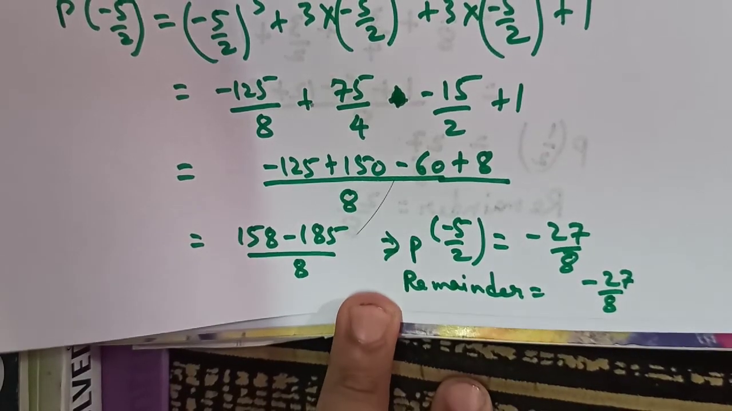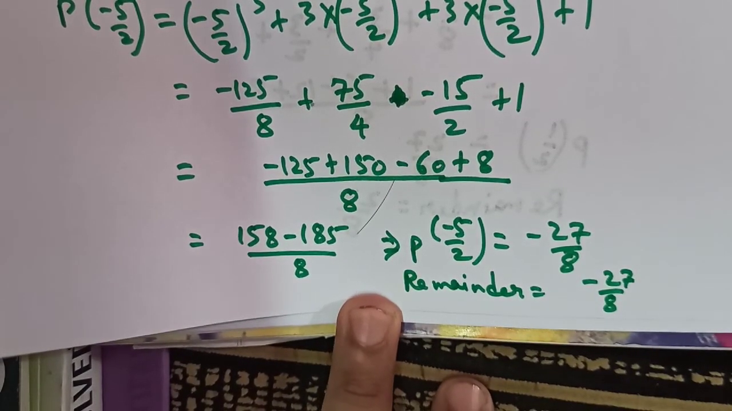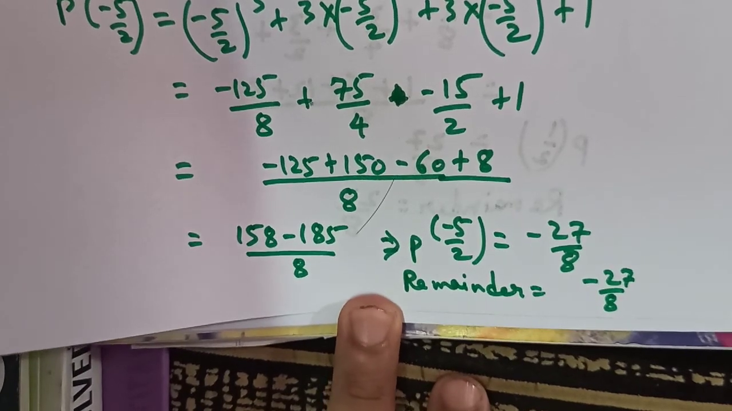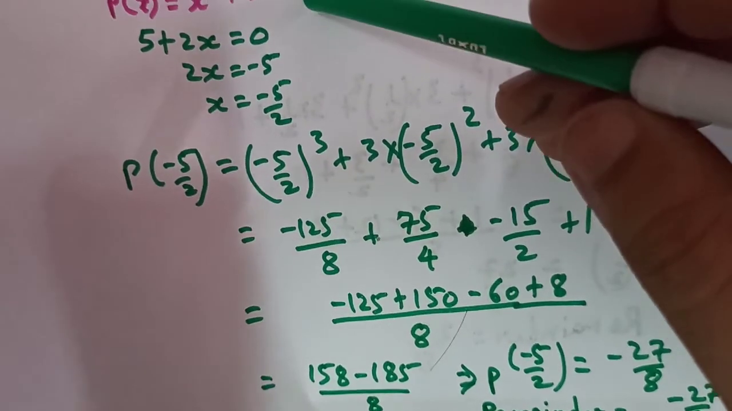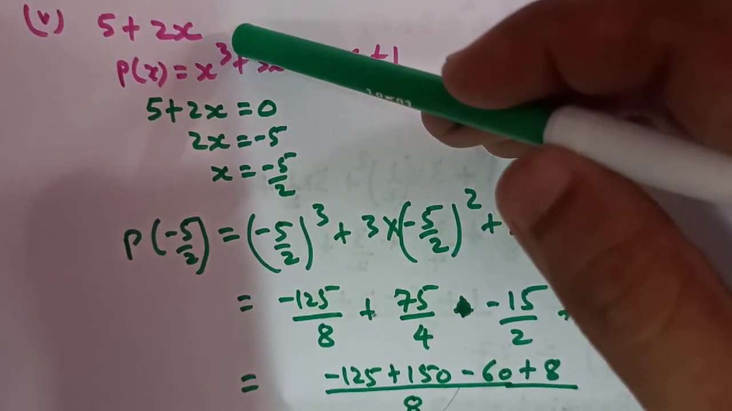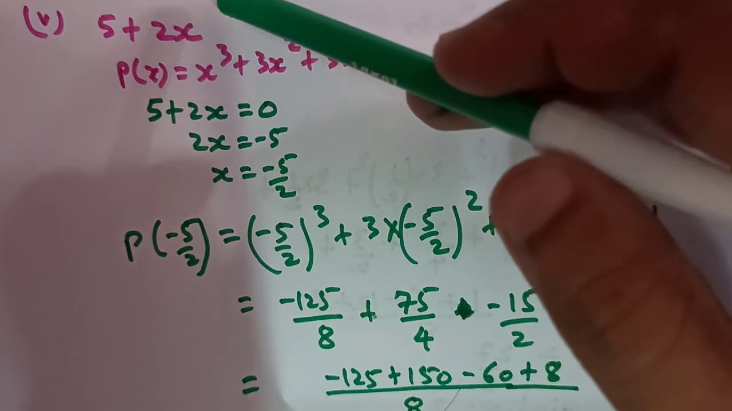Hope the concept is clear now about the remainder theorem. That is, if a polynomial p(x) is divided by any given polynomial, like here x minus a.